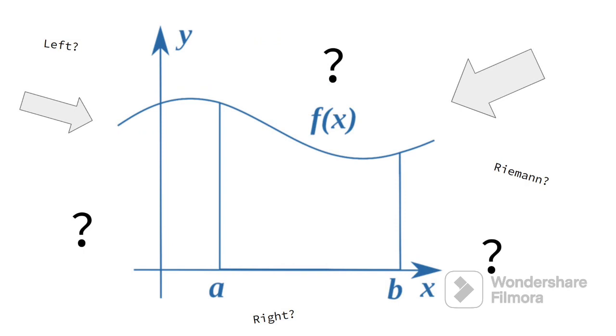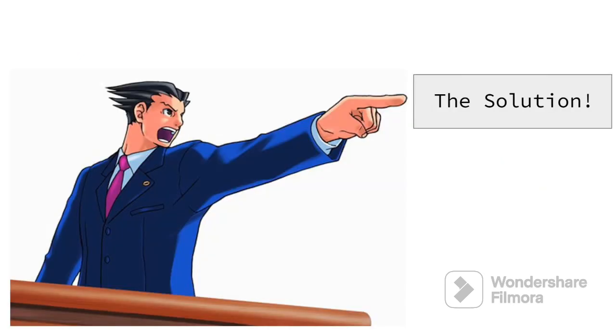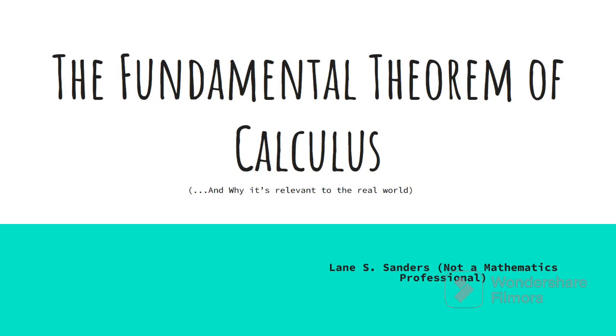Are you going to use the left sum equation? Are you going to use the right sum equation? Or are you going to use the Riemann sum equation? It seems a lot of choices, and they all seem a little bit complicated. A lot of squares, a lot of sums, just overall a mess. But let's say I have a solution for you, and that solution is the fundamental theorem of calculus.